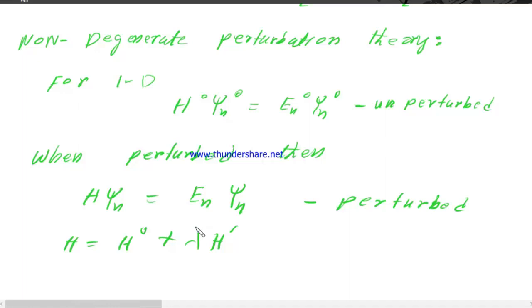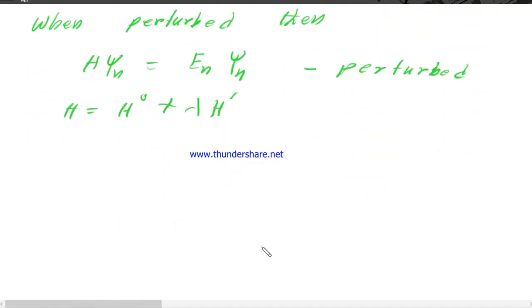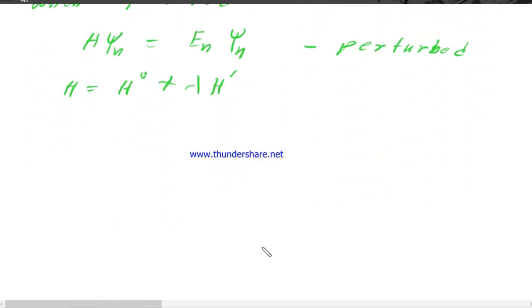Now here lambda is a small quantity. To find the approximate solution to this perturbed system, we will apply perturbation theory to find the approximate solutions.